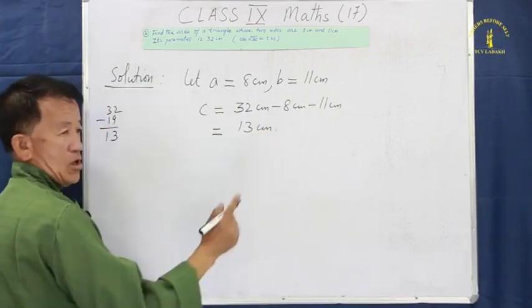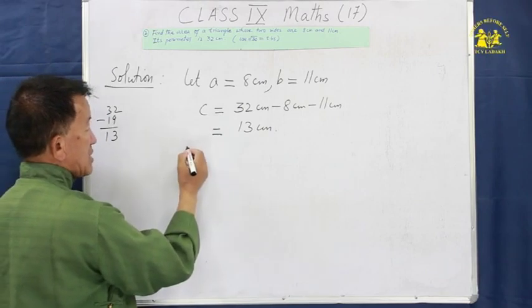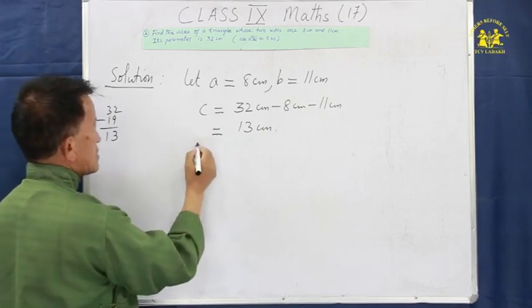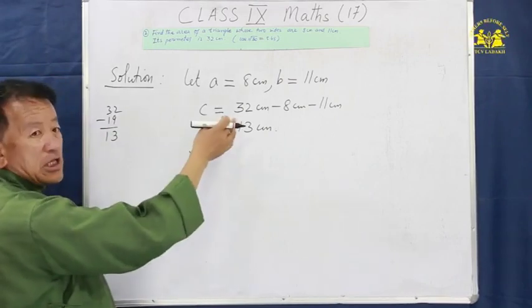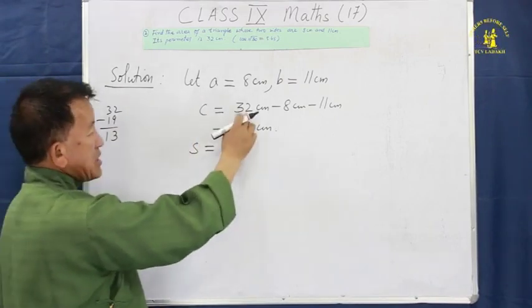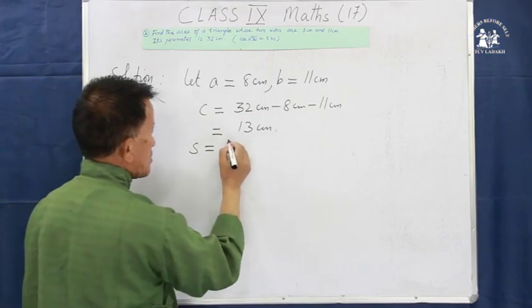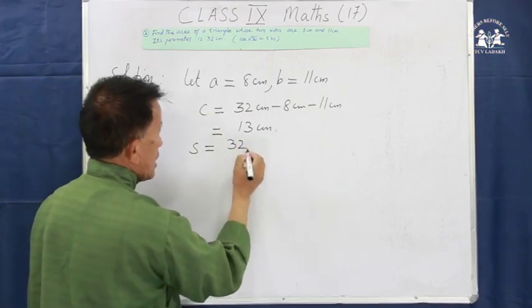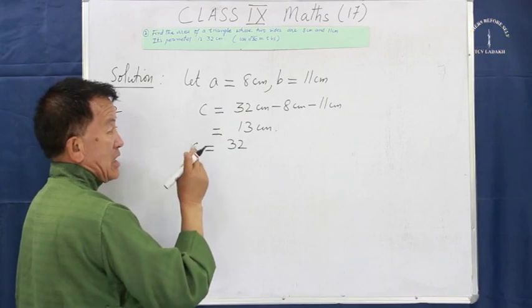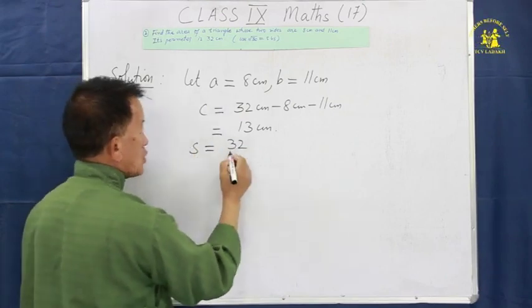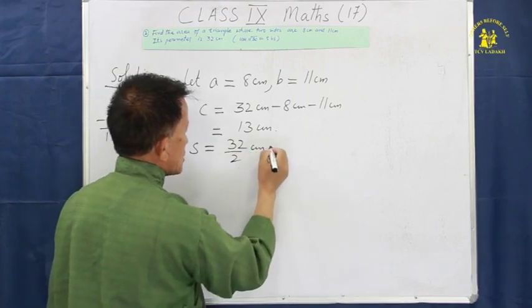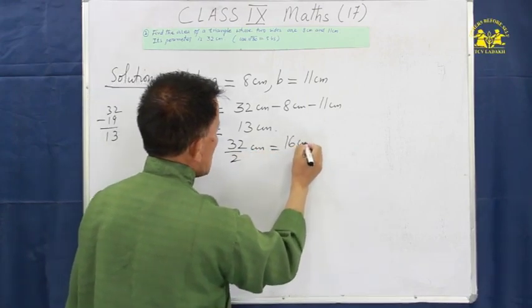Okay, now let us find the S. So S is equal to A plus B plus C divided by 2. Here the perimeter is directly given. So S is perimeter, which is 32. So S is equal to perimeter divided by 2, 32 centimeter by 2 is equal to 16 centimeter.